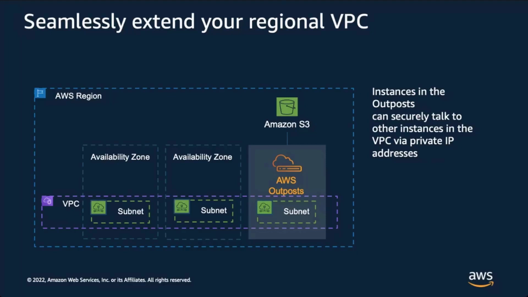So in order for you to deploy something to an Outpost, you do this by extending your VPC, or your virtual private cloud, from the region down to the Outpost. You don't tell the VPC directly, hey, I have this Outpost, because the VPC effectively isn't aware of an Outpost or not. And the way that you do the extension is by way of a subnet.